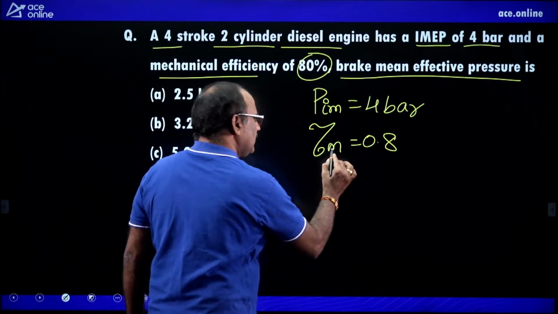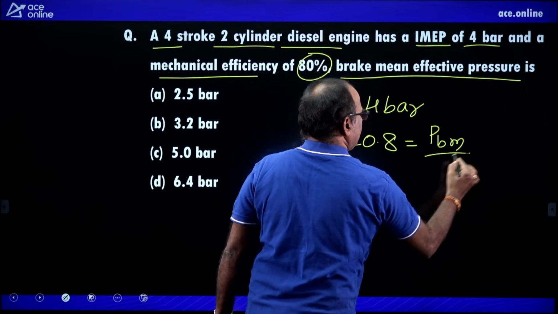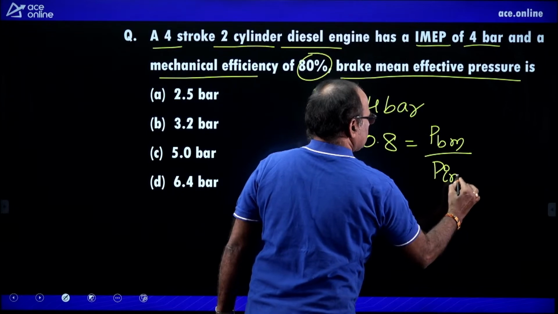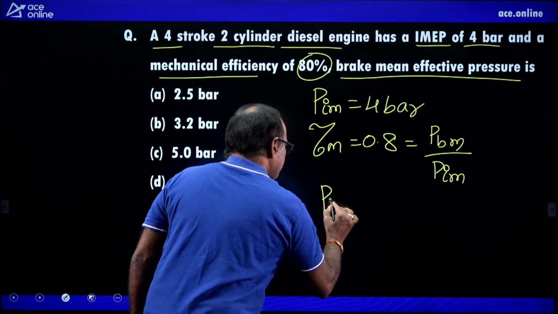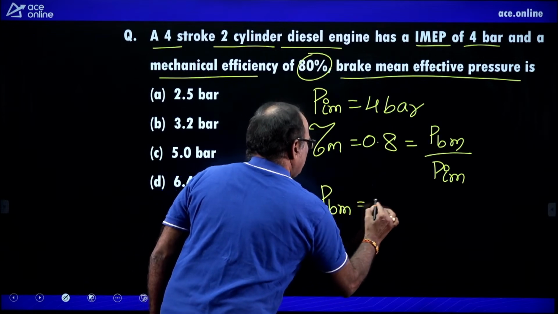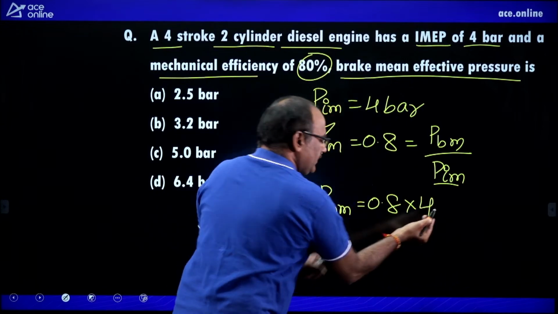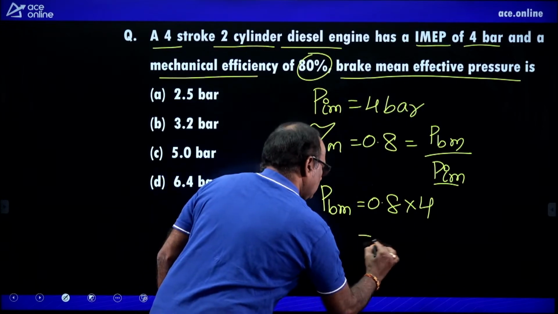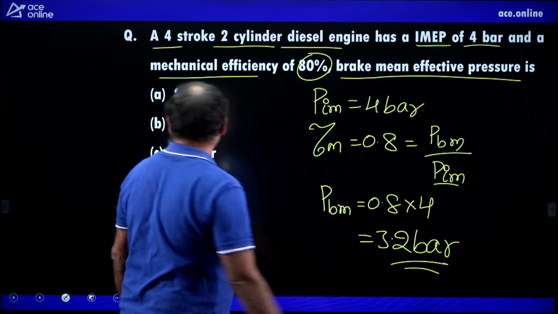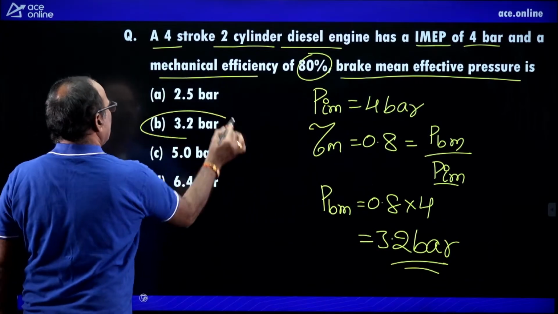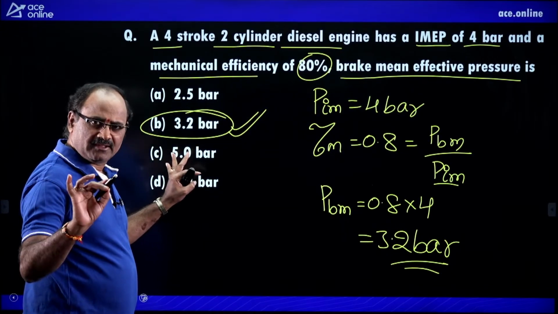How do you find it? The mechanical efficiency equals brake mean effective pressure divided by indicated mean effective pressure. Very simple question, but this is one of the ESET questions. Anyhow, from this, the brake mean effective pressure equals 0.8 into indicated mean effective pressure, that is 0.8 into 4, equal to 3.2 bar. That is the brake mean effective pressure. Look at the answers. Option B is absolutely correct. Okay, are you following? Yes.